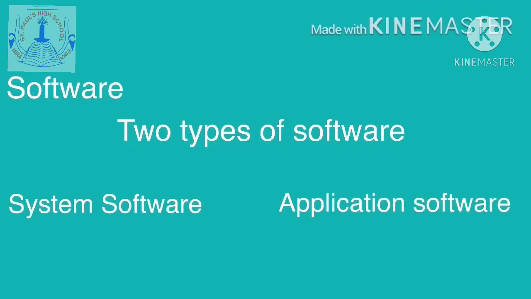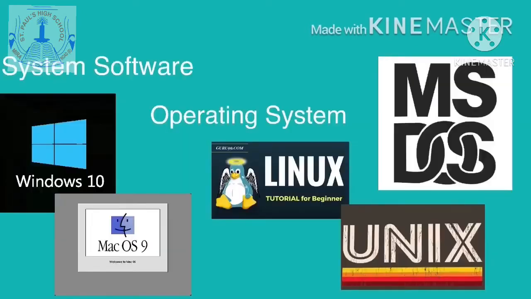Next is software. There are two types of software, system software and application software. Now we are going to learn about system software. System software is also called operating software. Operating software is a system software that helps the computer to run. It is a set of programs which controls the working of the hardware as well as the software. It manages all the input, storage, processing and output activities of the computer.